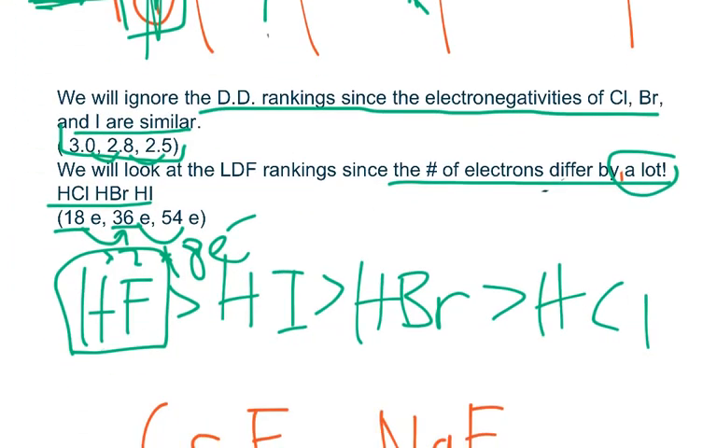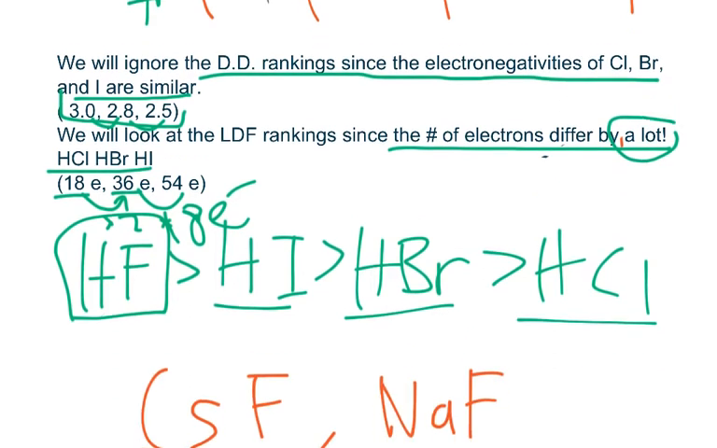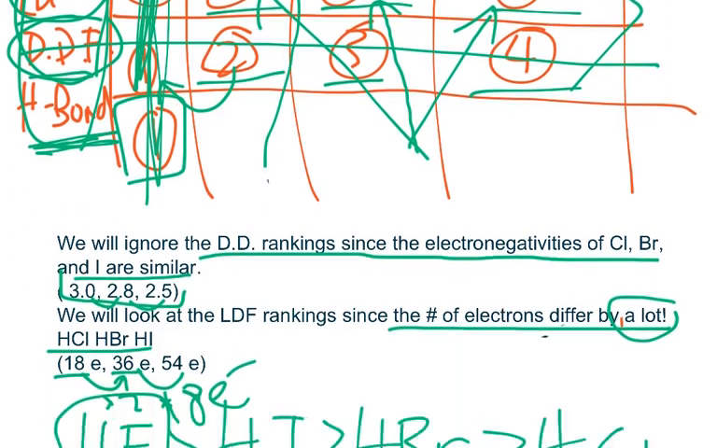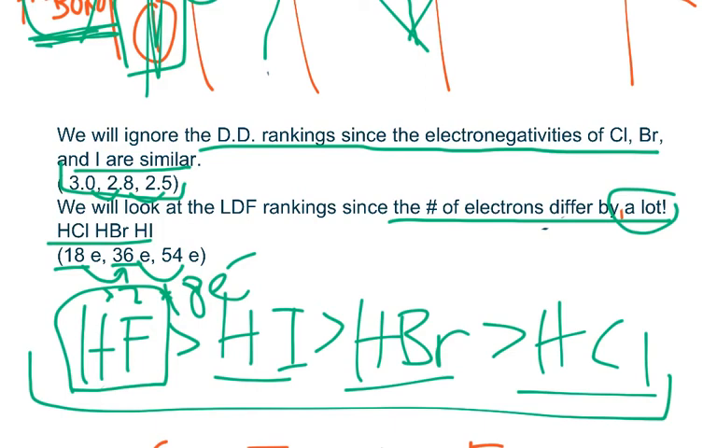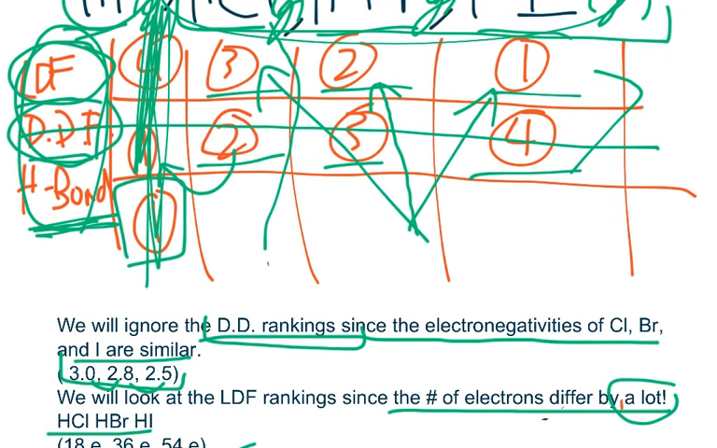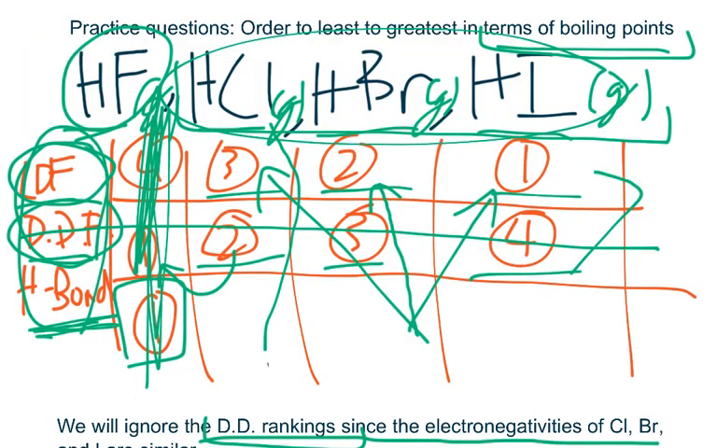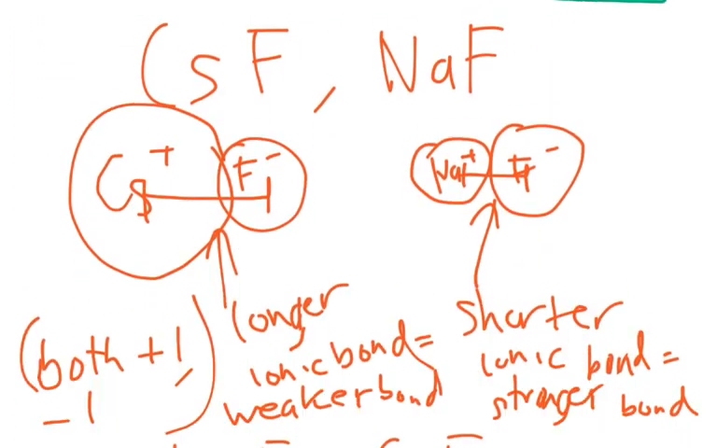So I ordered everything, and HI is second, HBr is third, and HCl is fourth. So we just determined the order of the boiling points of these four compounds. So it was kind of hard because we had to think about whether the dipole-dipoles were similar or if they were different enough for us to compare. So when you compare boiling points, you sometimes really have to think about what's going on and whether things are worthy of being compared. So let's move on to another question.